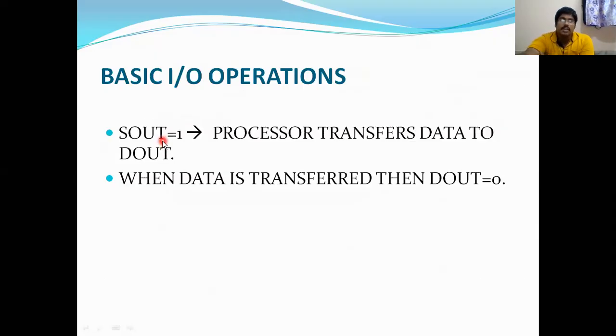Whenever the processor receives the S out signal as 1, that means whatever data it has transmitted is completely received by the output device. Is it clear? And whenever data is transferred, S out is going to be 1 and D out is going to become 0. These two things will happen when the data is transferred from the processor to the output device. Is it clear? Okay, next.